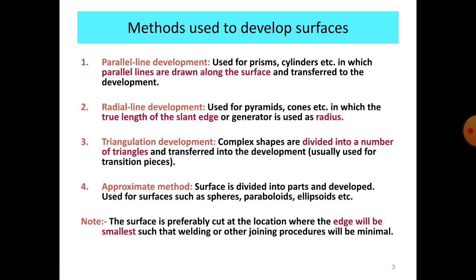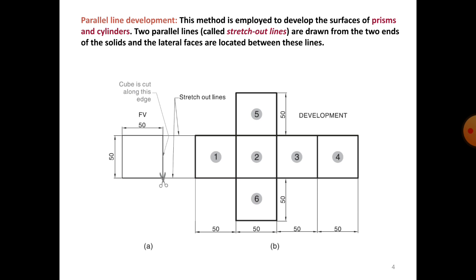In development, the different methods used to develop the surface are: first, the parallel line method, which is used for prism and cylinder. Second, the radial line method, which is used for pyramids and cones. Third, the triangulation method, which is not in the diploma syllabus. Fourth, the approximate method. First is the parallel line method. This method is employed to develop the surface of prism and cylinder.